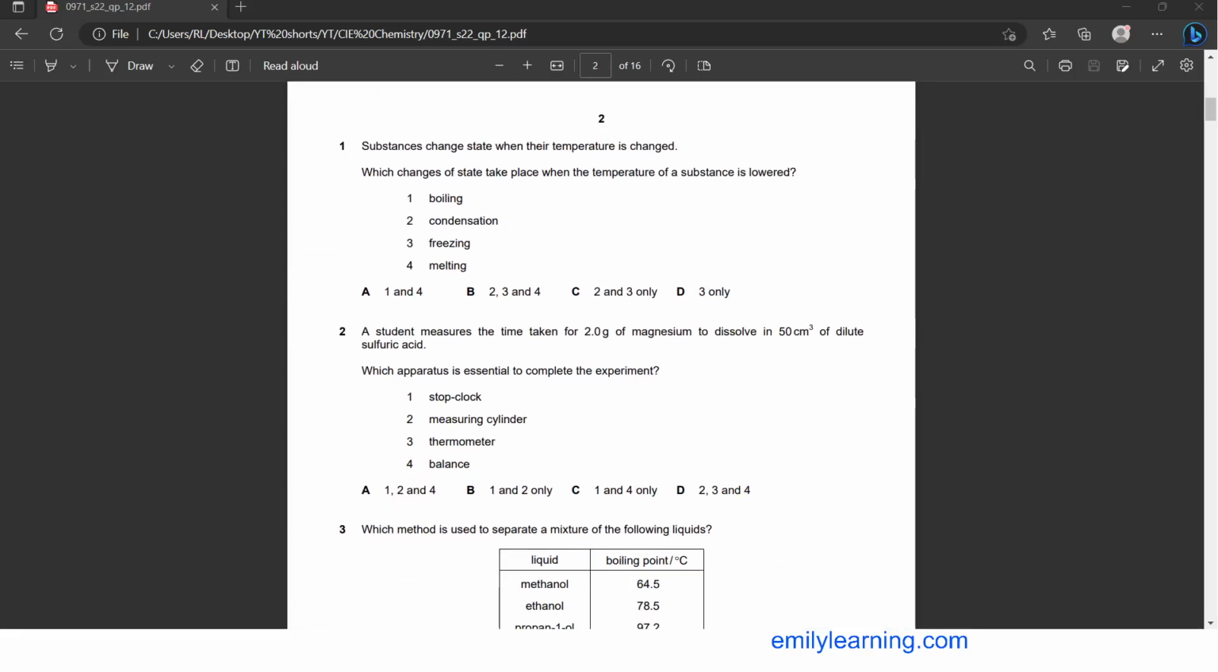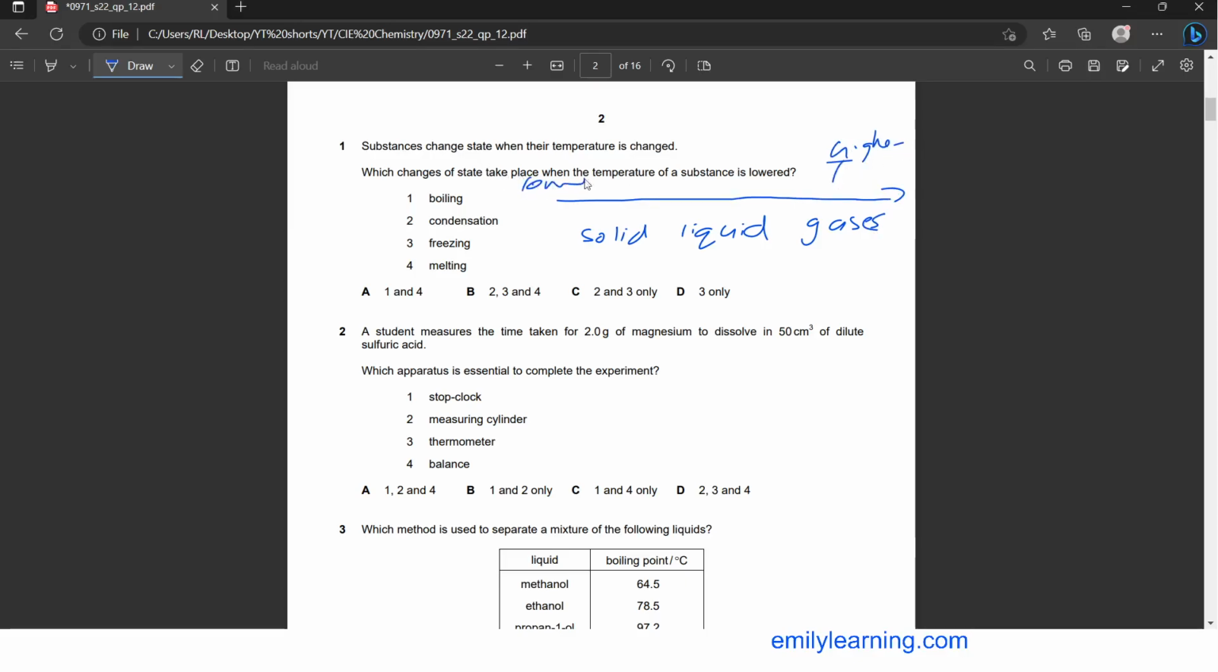So in this question, we are told that substances change state when their temperature is changed. So which changes of state take place when the temperature of a substance is lowered? So let's take a look at some of the phase changes. So we have solid, liquid, and gases. So generally, the higher the temperature, it goes from solid to liquid and then to gases, right? Higher temperature, lower temperature. So if you want the temperature to be lower, it could be either from gas to liquid, or from liquid to solid, or from gas to solid.